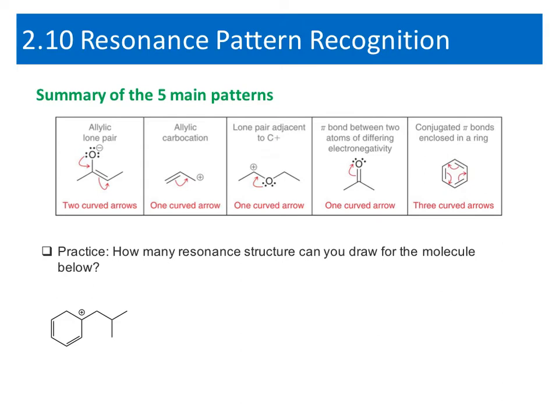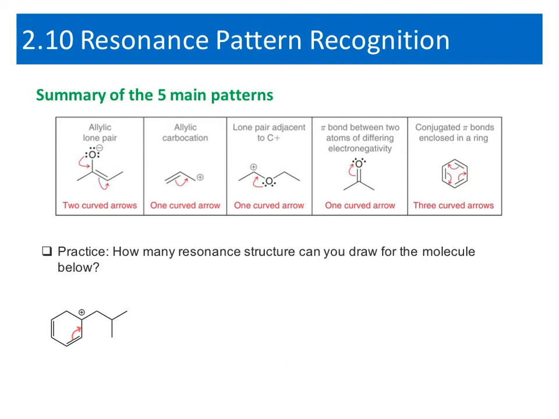Now let's look at this practice problem and see what pattern we can recognize here. If you look at this molecule, you can see the positively charged carbon. So you can think of either pattern 2 or 3. Since we only have a double bond, this is pattern 2. So this is allylic carbocation. And we can draw the resonance structure for that using 1 arrow from a pi bond to make a double bond. So be very careful.